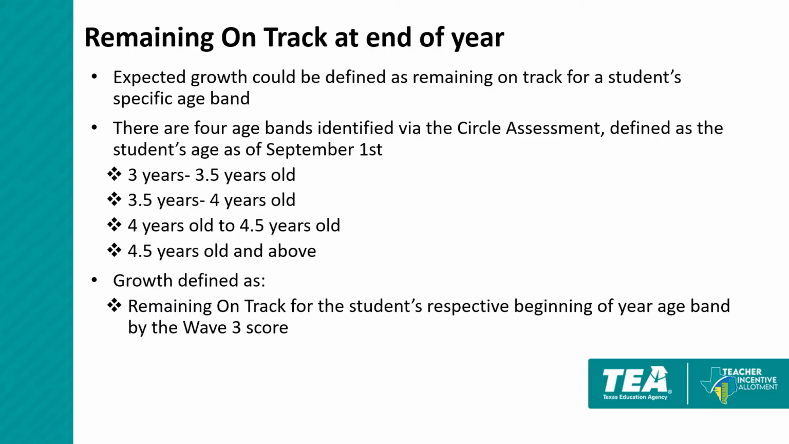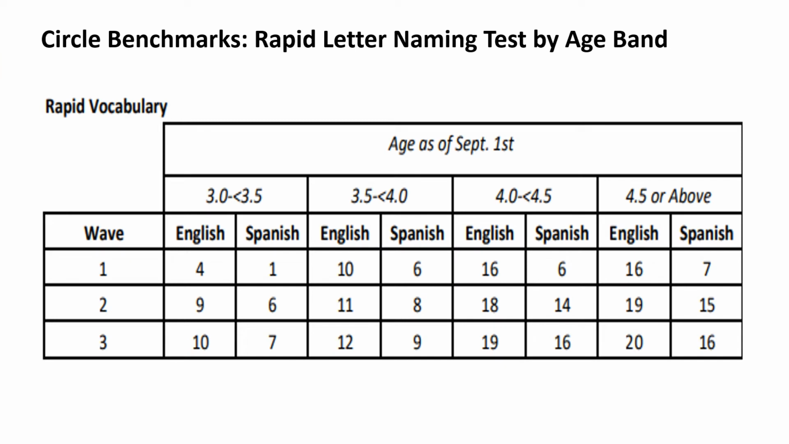Another method districts could use is determining students are on track for their respective age band at the end of the year. There are 4 different age bands identified based on how old students were as of September 1st. Using these age bands, districts could define growth as being on track, either growing to on track or remaining on track for their respective age band by the end of the year. This chart shows the respective age bands as of September 1st and the scores required to be on track at the beginning of the year, Wave 1, and at the end of the year, Wave 3.